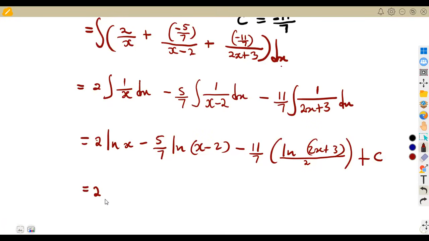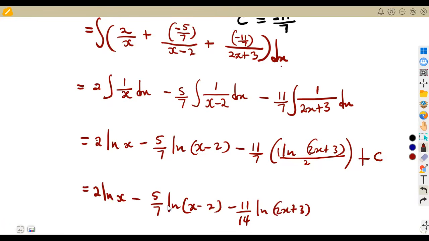So as you can see, we're going to have 2 ln of x, minus 5 over 7 ln of x minus 2. Then we can multiply: negative 11 times 1 over 2, which is negative 11 over 7 times 2, which is 14. So that's negative 11 over 14 ln of 2x plus 3. Just like the previous part, we put ln of x minus 2, plus the constant of integration.